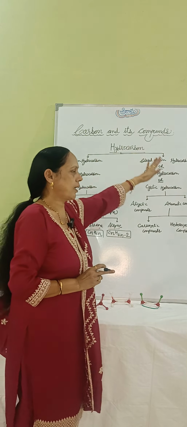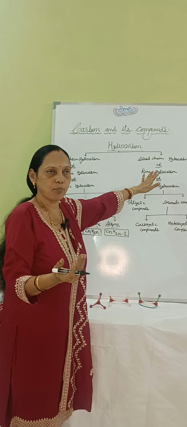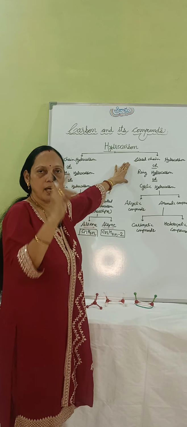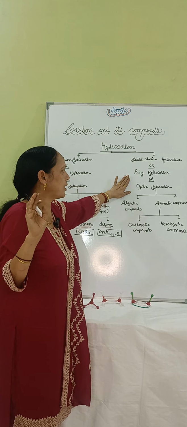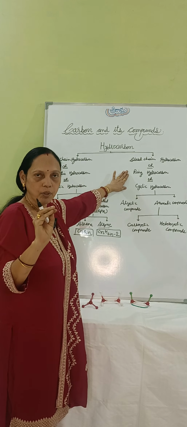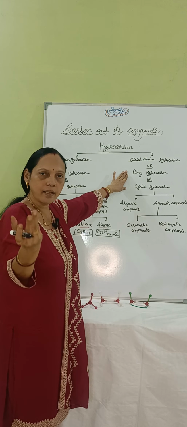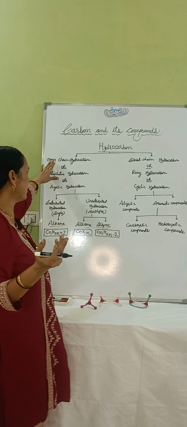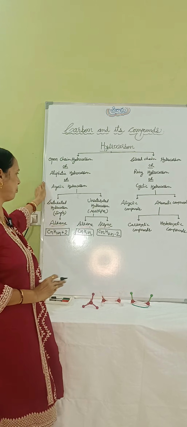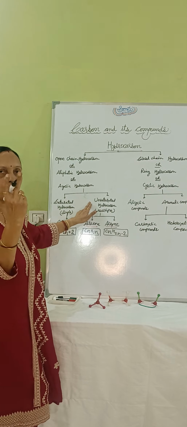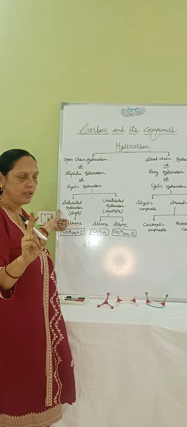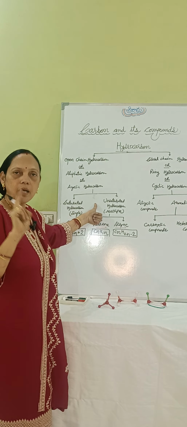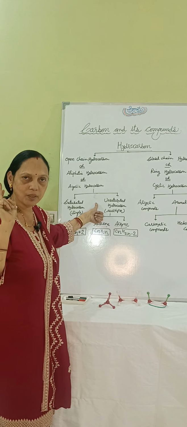Now the other type is called closed chain compounds. Closed chain compounds are in ring form, in cyclic form, and that's why they are also called ring compounds, or cyclic compounds. Now these open chain compounds, or aliphatic compounds, are divided into two parts. The first part is called saturated hydrocarbons. The second part is called unsaturated hydrocarbons.